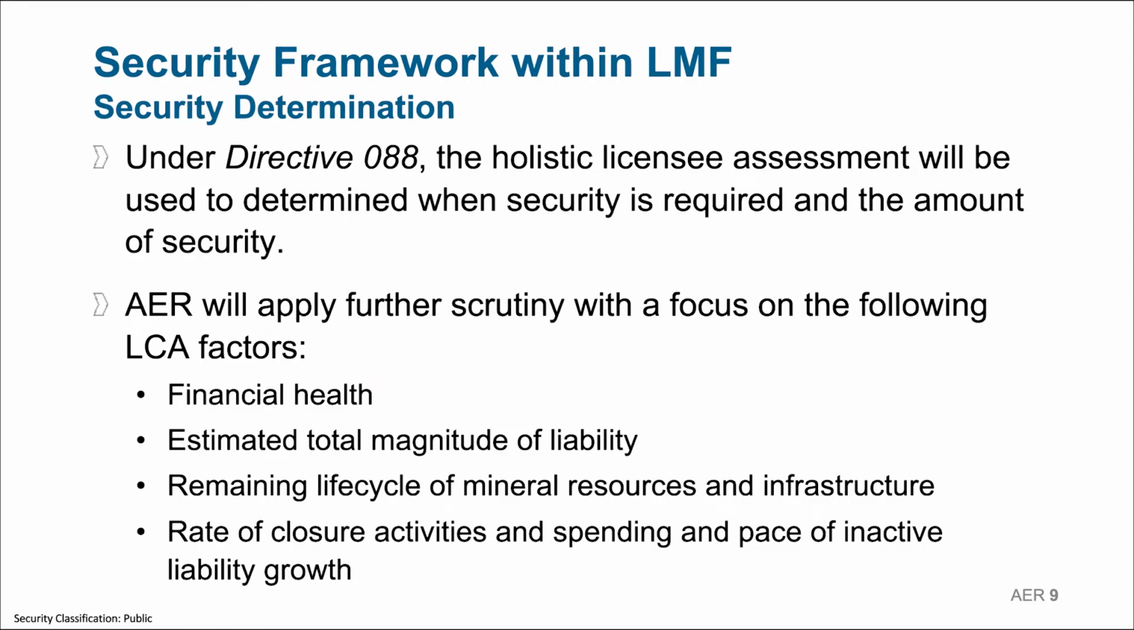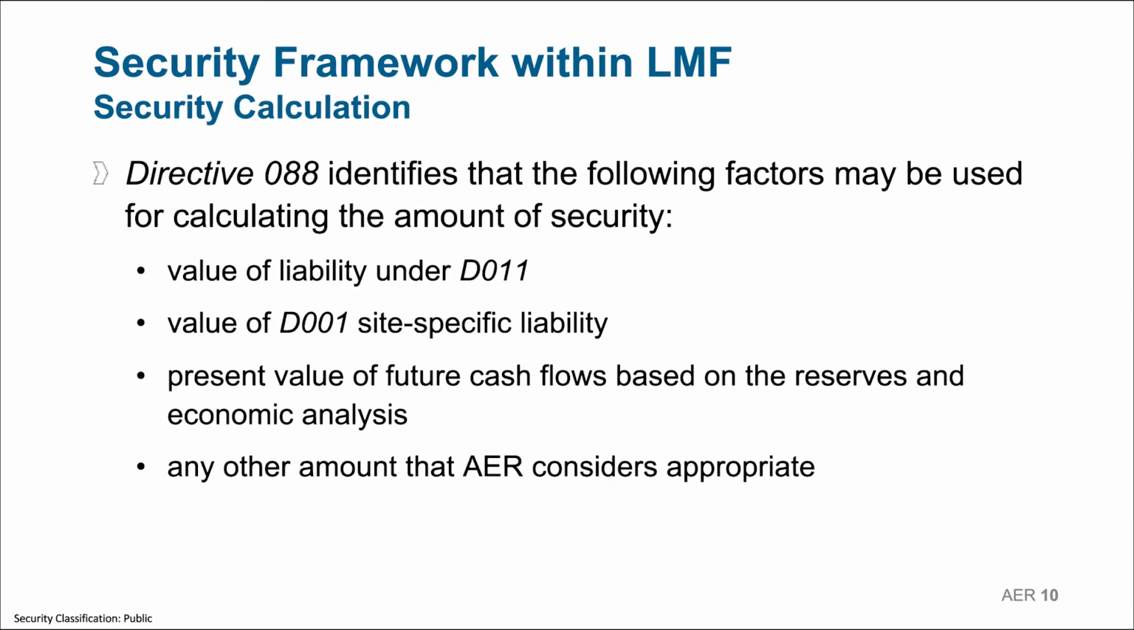When determining the amount of security to collect to mitigate potential risks, the AER will first consider the holistic licensee assessment, and then narrow in and apply further scrutiny to specific factors with a focus on the following LCA factors: financial health, estimated total magnitude of liability, remaining lifespan of mineral resources and infrastructure, the rate of closure activities and spending, and the pace of inactive liability growth. Factors outlined in Section 6 of Directive 88 may also be used for calculating the amount of security that the AER could require, including as a condition of transfer.